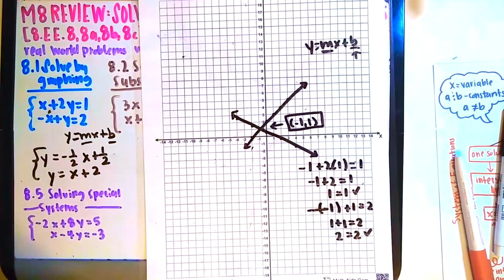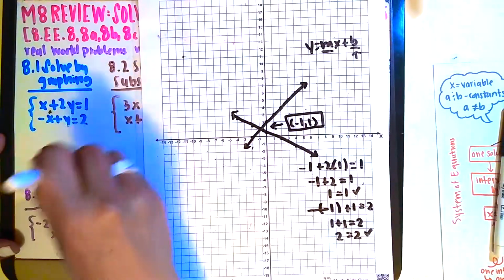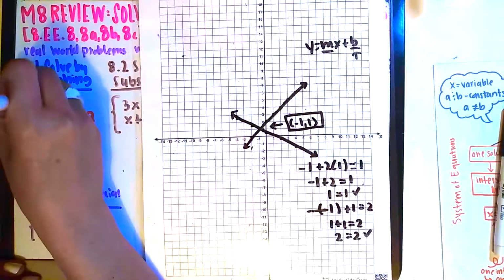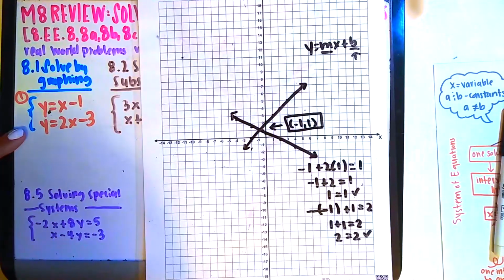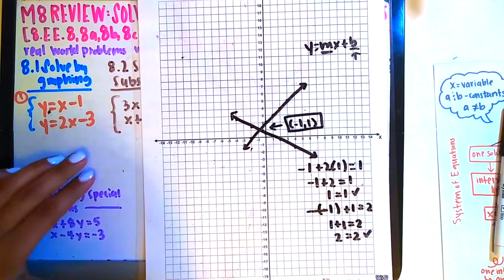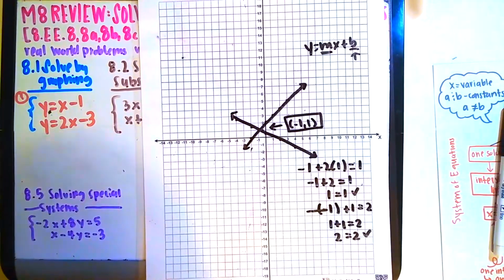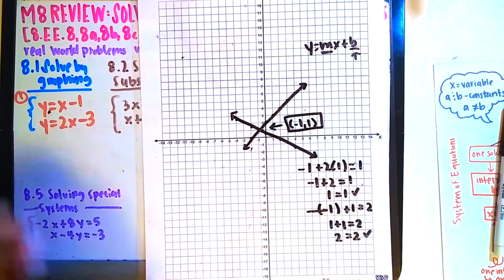Okay, so let me give you one to do for this one. Go ahead and do that one for me. That one's actually kind of done for you. You just have to graph it. You don't have to solve in the form of y equals mx plus b to graph it. So go ahead and do that for me.